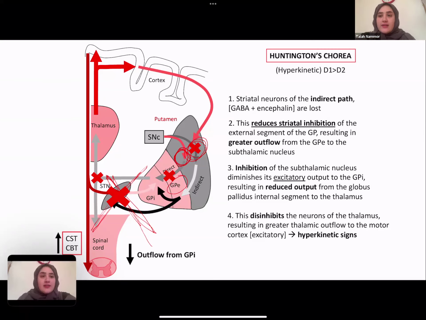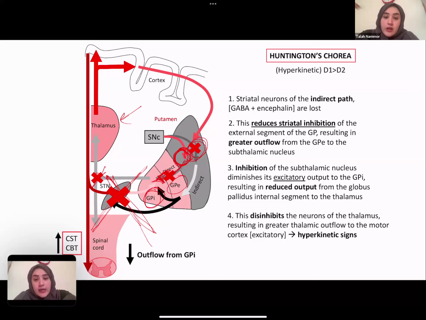So when D1 is activated, it's going to send inhibitory signals to the GPi. Never mind this X, guys, this X is a mistake. Relax. After D1 is activated, inhibitory signals are sent to the GPi. After we send these inhibitory signals, the GPi is no longer going to do its normal job, so it's no longer going to inhibit the thalamus. The thalamus is now free from the GPi. So the thalamus is going to send excitatory neurotransmitters to the cortex, causing the movement to happen.